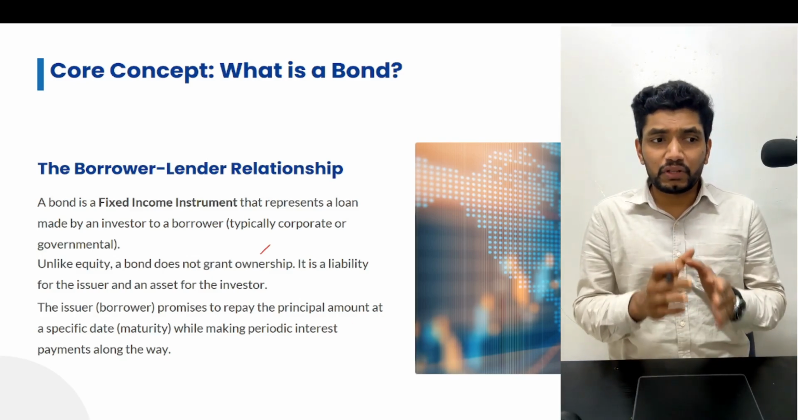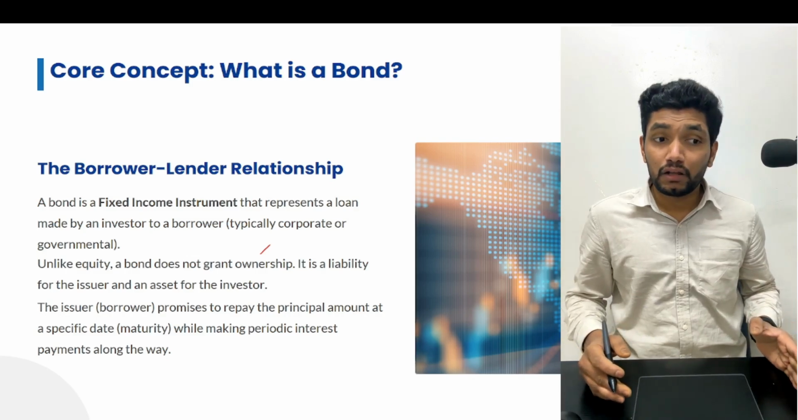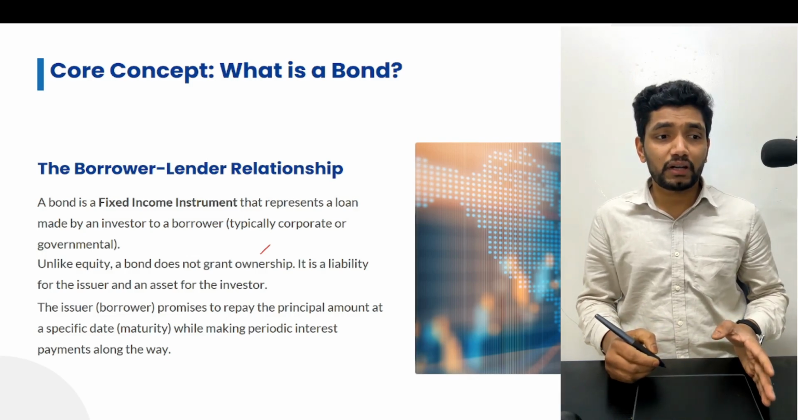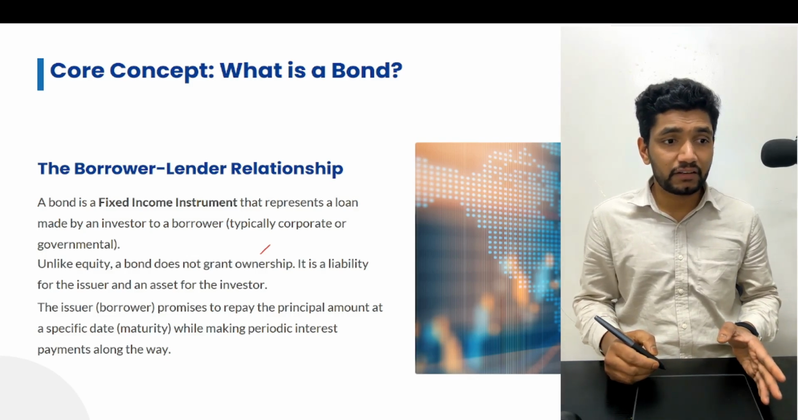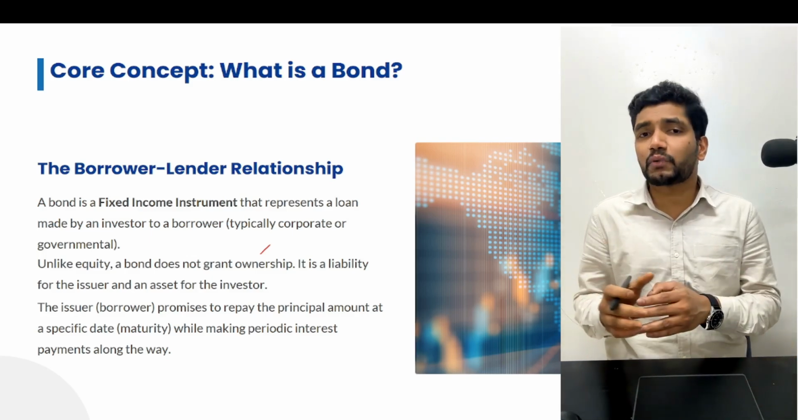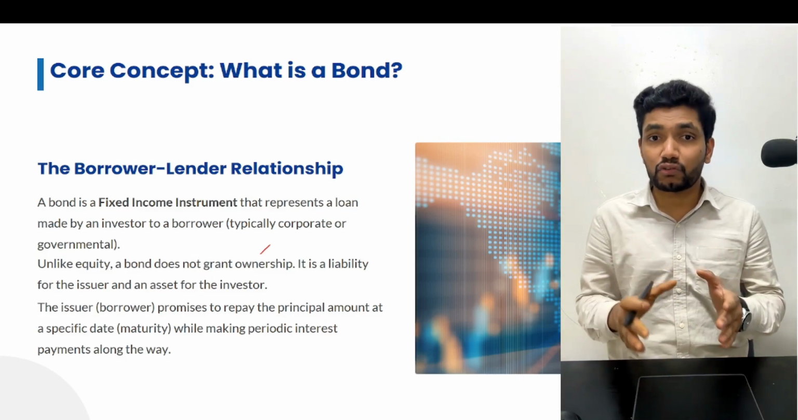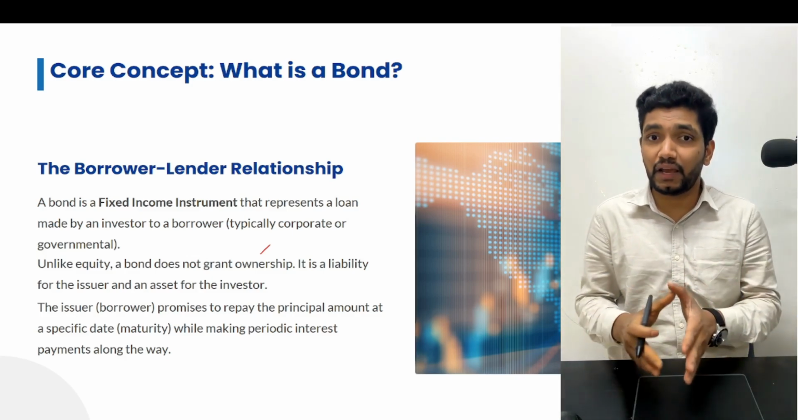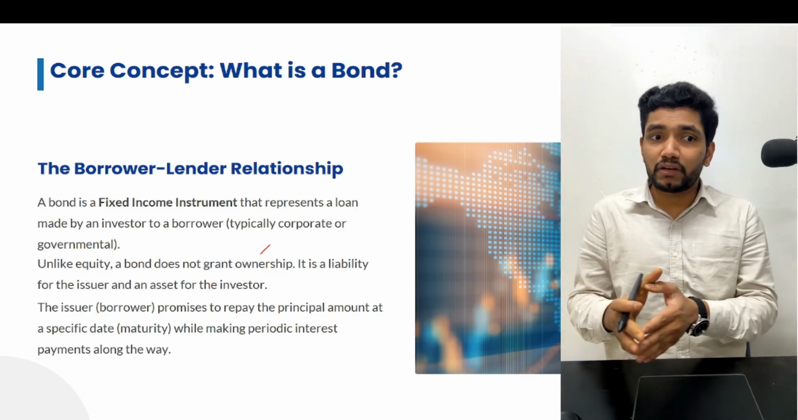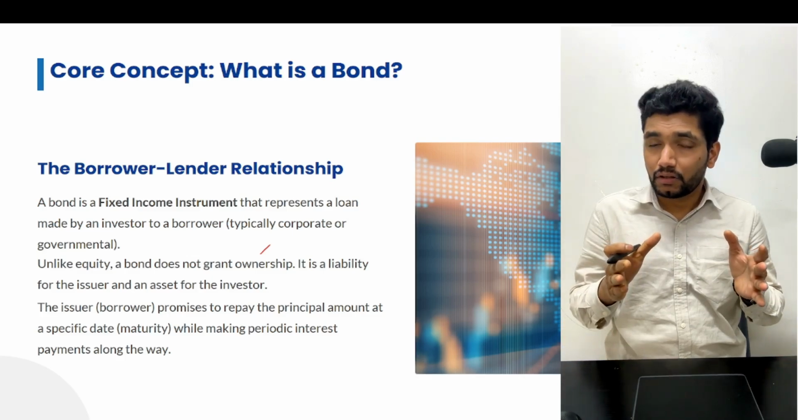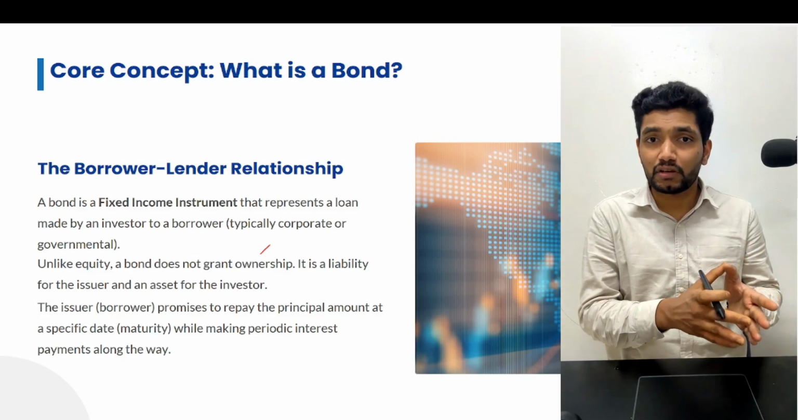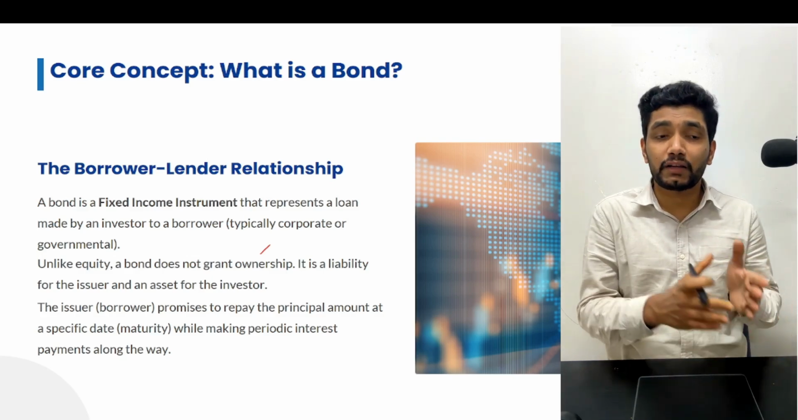So the relationship between the issuer and the investor is that they promise to repay the principal amount at a specific date while making periodic interest payments along the way. So there are two promises. The first is to repay the principal amount at the end of the period. The second is the periodic interest payment. These two are the promises between the borrower and the investor.